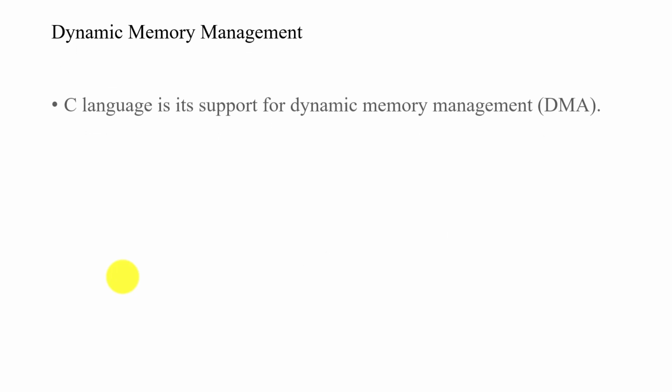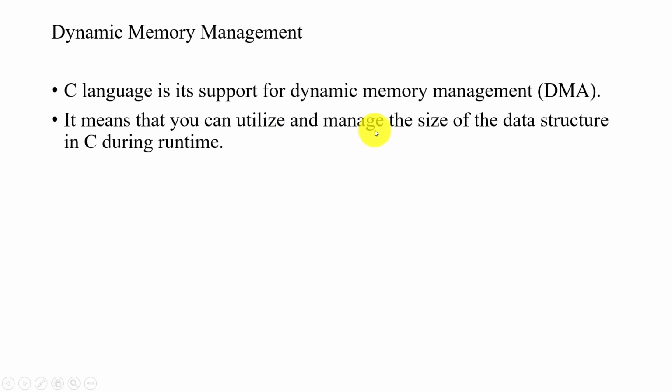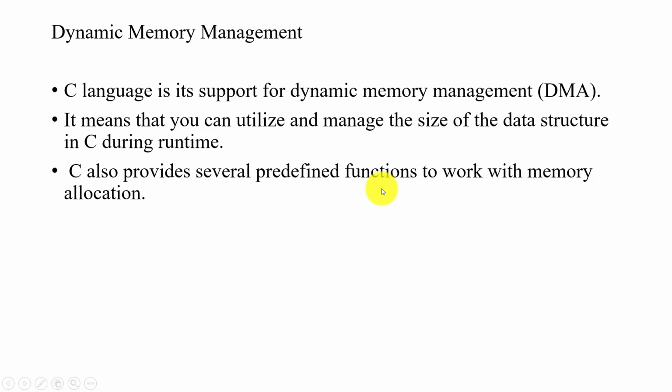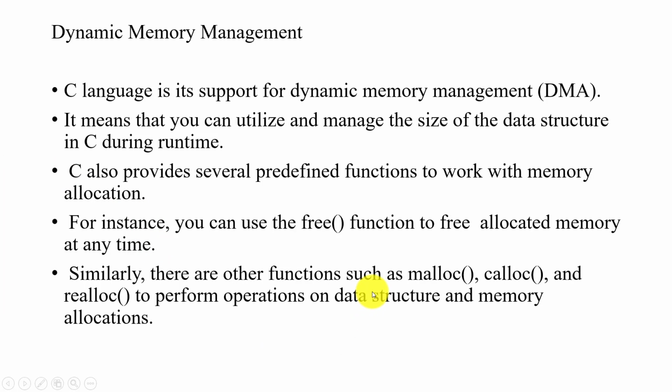The next very important feature in C programming is dynamic memory management, or DMA. It supports dynamic memory management, that is, it manages the size of data structures during runtime. How are we going to manage it? There are several predefined functions to work with memory. For example, the free function: we can deallocate memory using free, so you can free your memory at any time. Similarly, for allocation of memory we can use malloc, calloc and realloc to perform operations on the same data structure and memory. So this is one of the most important features of DMA, dynamic memory management.